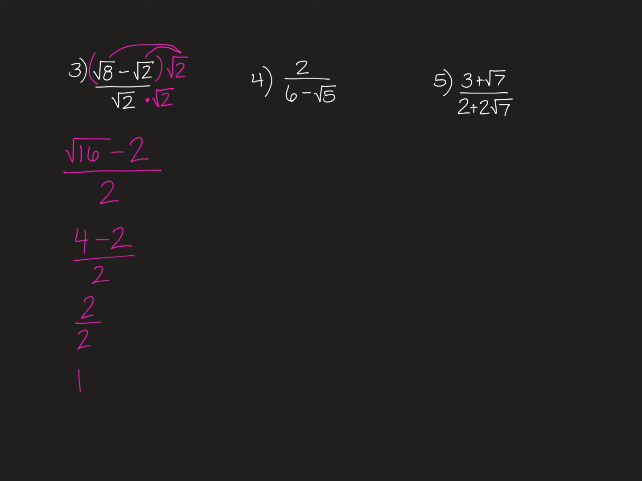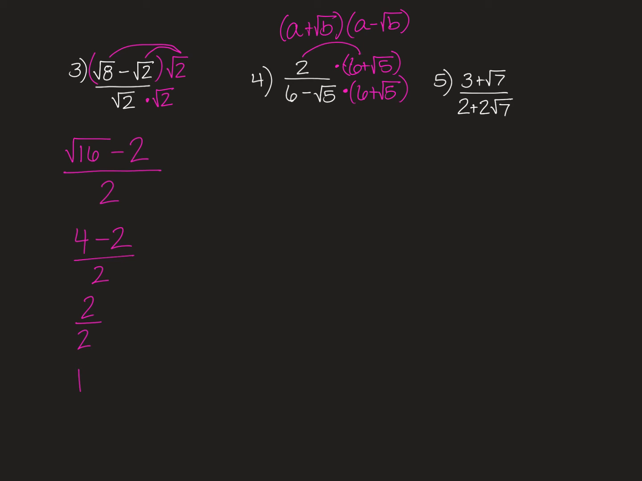Now let's look at what happens whenever we have a binomial in the denominator. So we have to multiply by the conjugate. Again, the conjugate. If you have a plus the square root of b, your conjugate is a minus the square root of b. So in number 4, I'm going to multiply by 6 plus the square root of 5. Okay, you just change the sign in between.